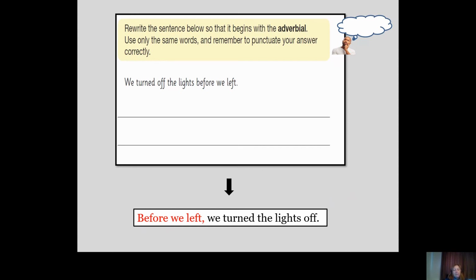We've got a comma in there. Before we left, we turned off the lights, punctuating the sentence correctly. Capital letter comes at the beginning, full stop at the end. Don't forget those bits because you'll lose the marks if you do.